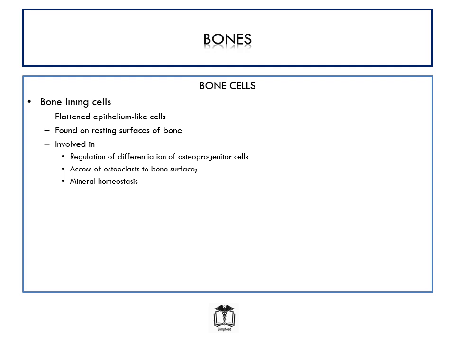Finally, we have the bone lining cells. These are flattened epithelial-like cells that are found on the resting surface of bones. They are involved in three major things. They are involved in regulation of differentiation of osteogenic progenitor cells. They are involved in access of the osteoclast to bone surface, and they are also involved in the mineralization or mineral homeostasis. They maintain the amount of minerals that gets into the bone as a result.